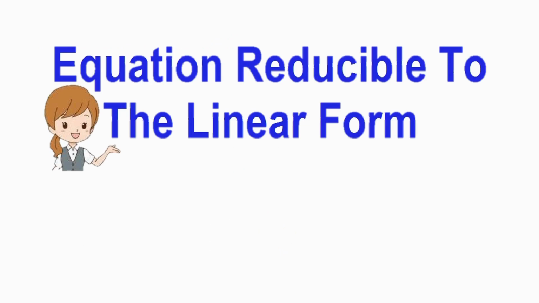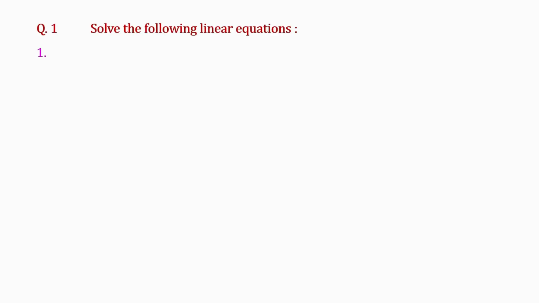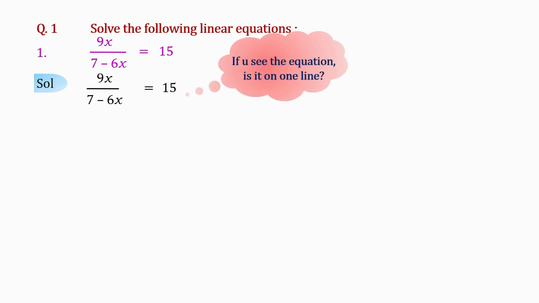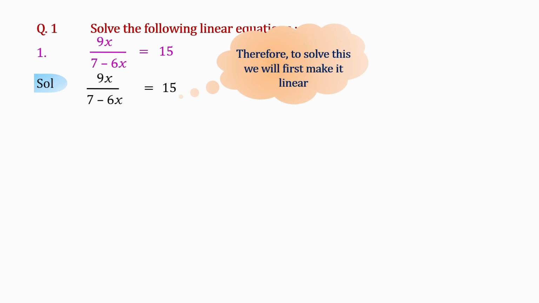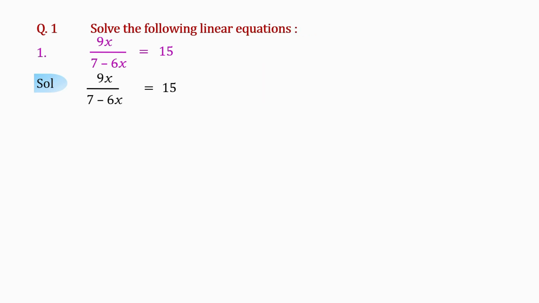Now, equations reducible to the linear form. So this equation is 9x by 7 minus 6x equal to 15. If you see the equation, is it on one line? No. Therefore, to solve this, we will first make it linear. How are we going to do that? We have to apply the cross multiplication.